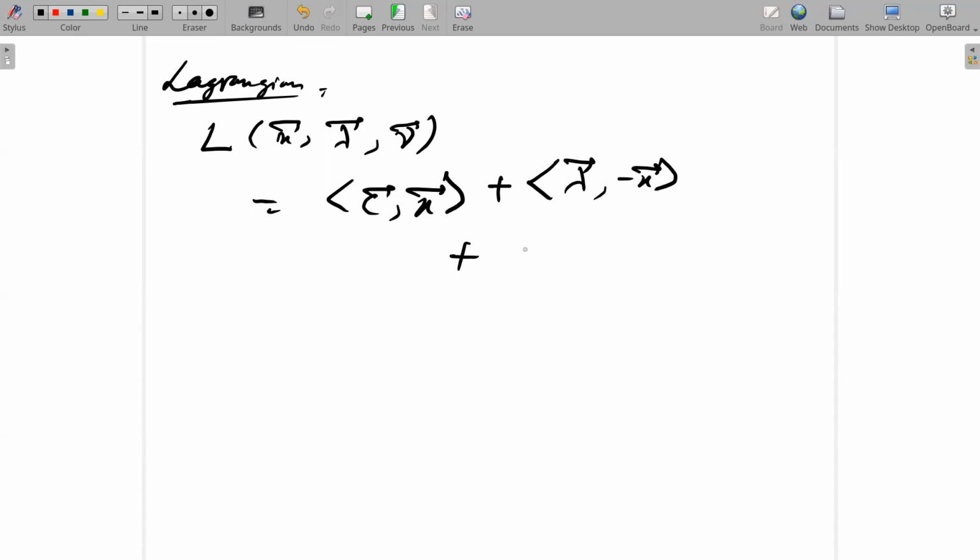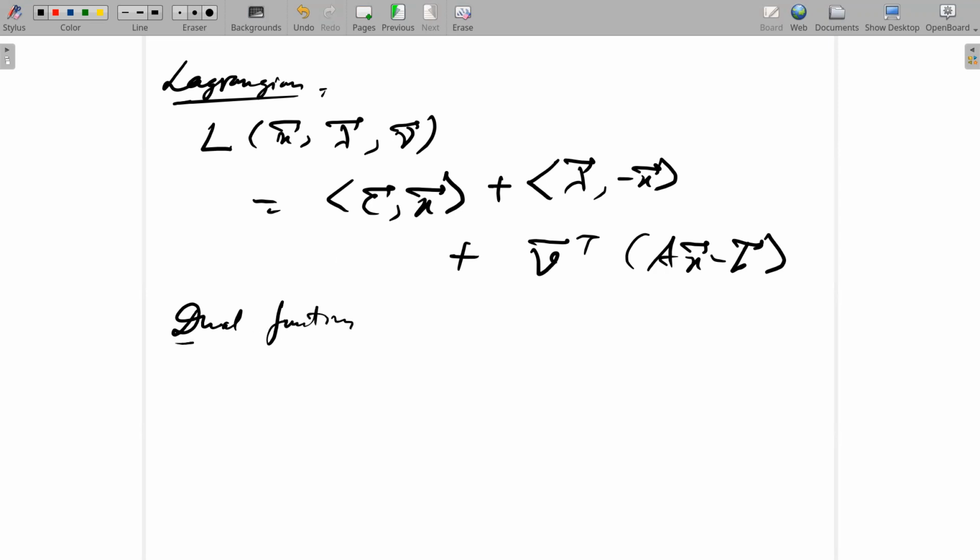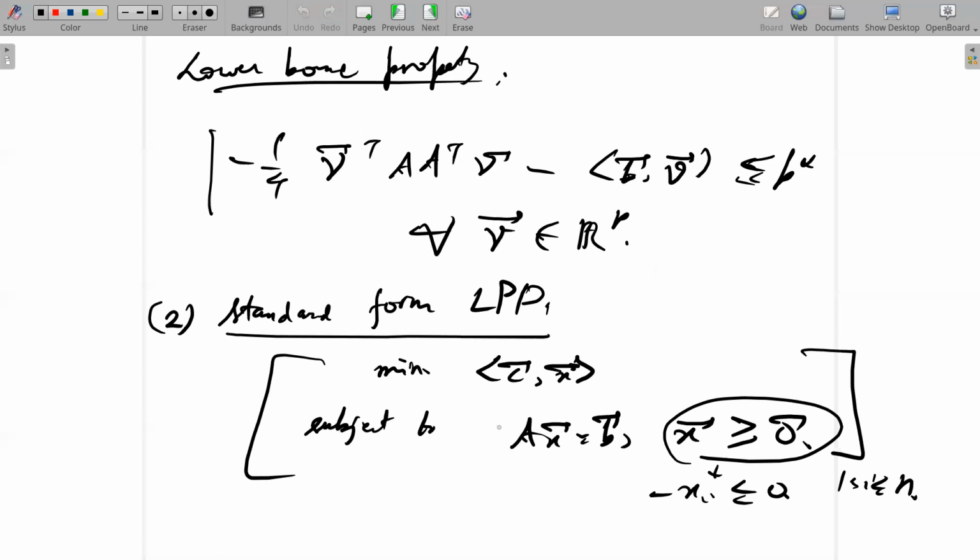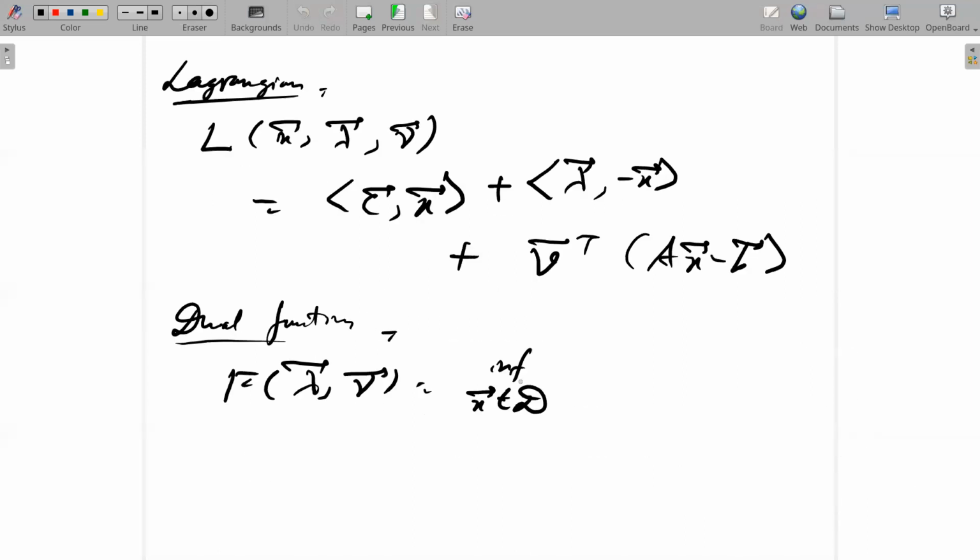All right, so you have this, and then you have V transpose (Ax minus b). This I can just combine together and write as C minus lambda. So what is the dual function? What is the Lagrangian dual, which is f of lambda nu? Again, reminding you the definition: x belongs to the domain, the decision space, which is precisely this. So there you're taking the infimum of this function L of x, lambda, nu.